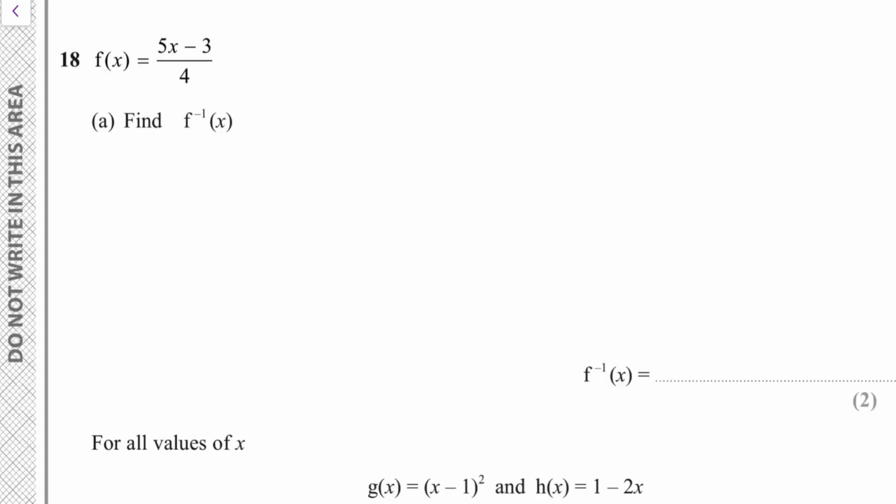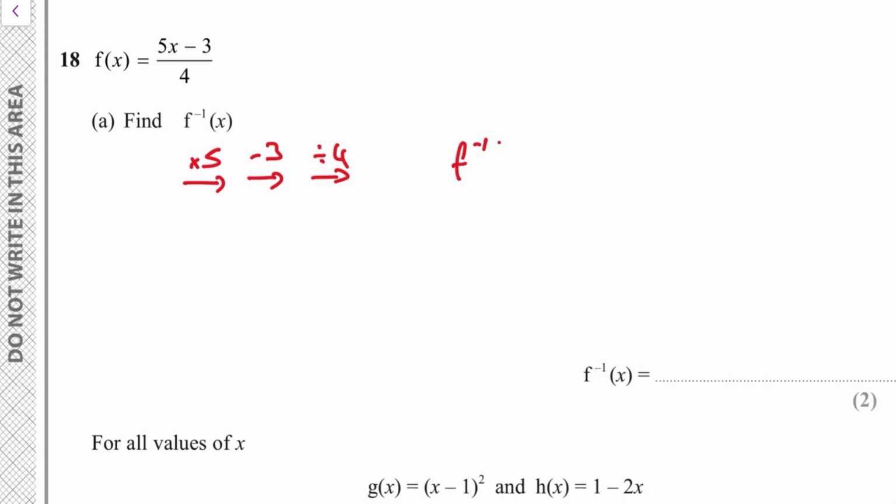Again, it seems to start quite easy, but definitely I would imagine gets a bit harder underneath. So the first part is, well, actually there's only one x in my f of x. So I can do this by the flow diagram method. So I can just say that f of x is the same as multiplied by 5, then I take away 3, and then I divide by 4.